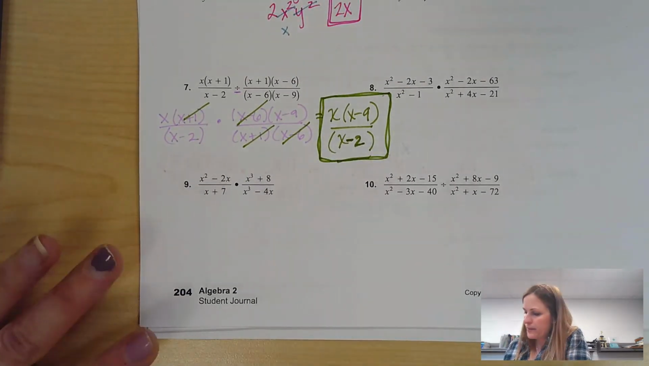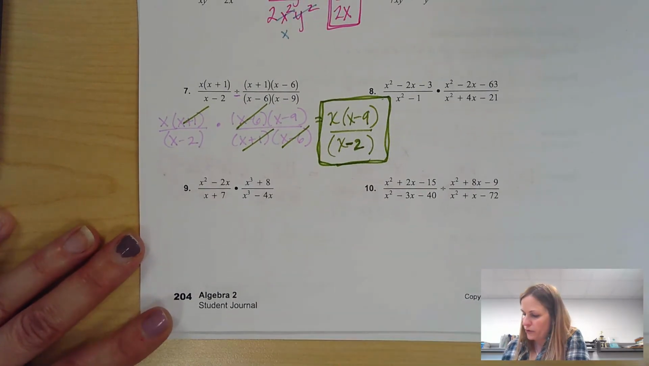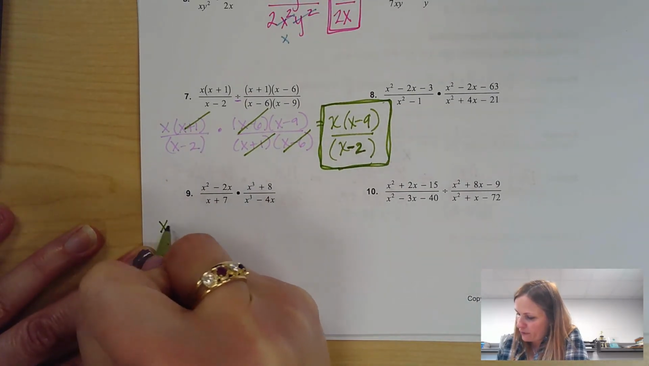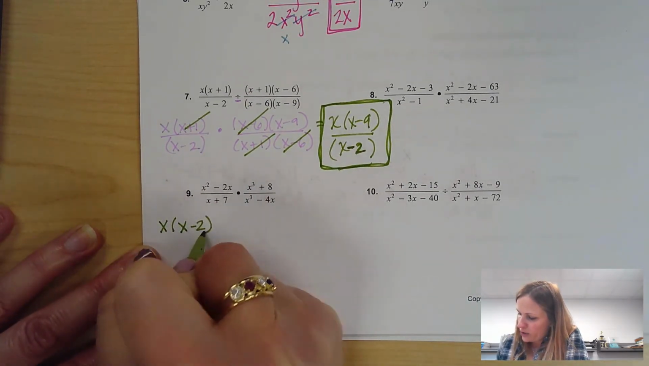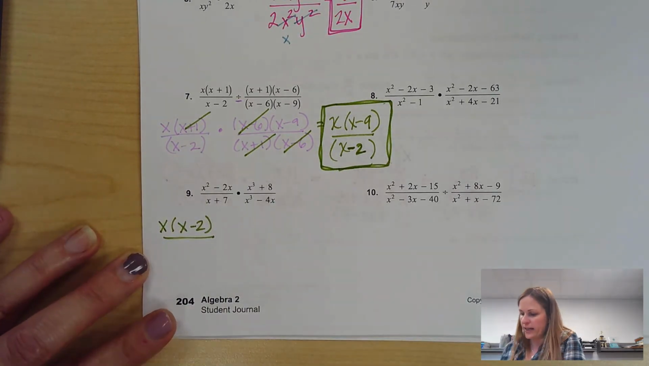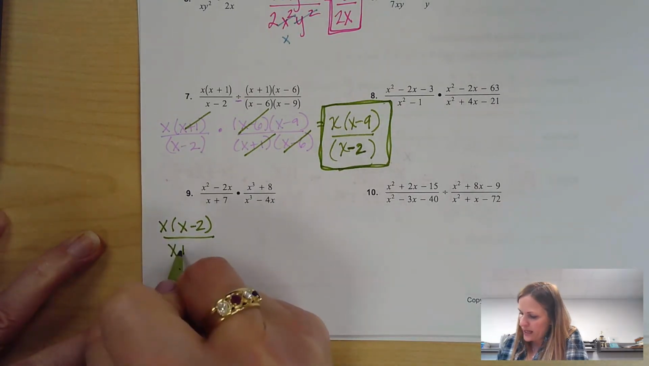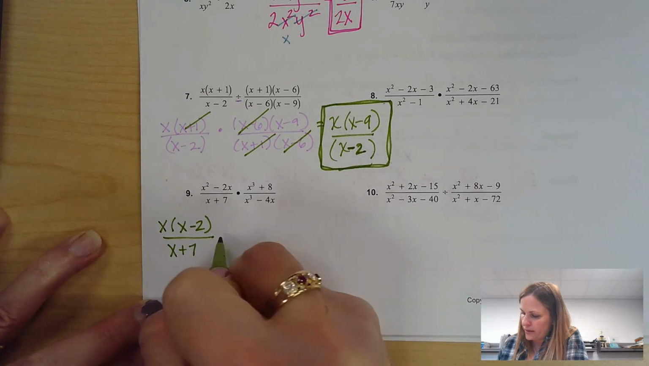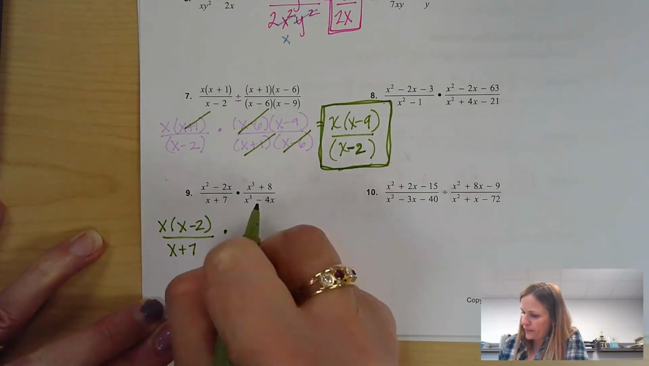All right, number 9, same deal, except this one has not been factored for us. So our first step is to factor everything. So I'm going to factor the numerator here. I'm just going to factor out an x. This denominator doesn't really factor into anything.